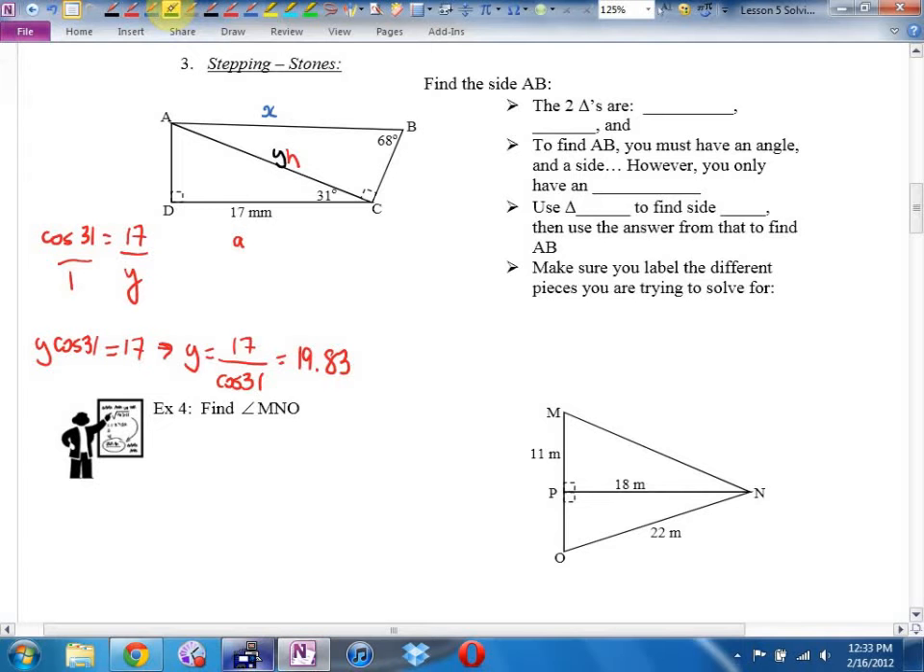How's that help? Well, this right here is 19.83. Now, Danielle, we're going to go to this triangle up here. See the 68? This 19.83, opposite, adjacent, or hypotenuse?